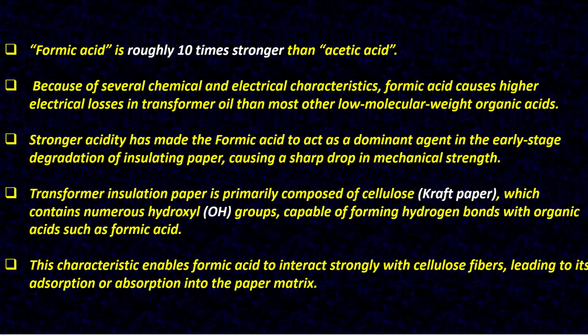Transformer insulation paper is primarily composed of cellulose, that is kraft paper, which contains numerous hydroxyl groups capable of forming hydrogen bonds with organic acids such as formic acid. These characteristics enable formic acid to interact strongly with cellulose fibers, leading to its adsorption or absorption into the paper matrix.